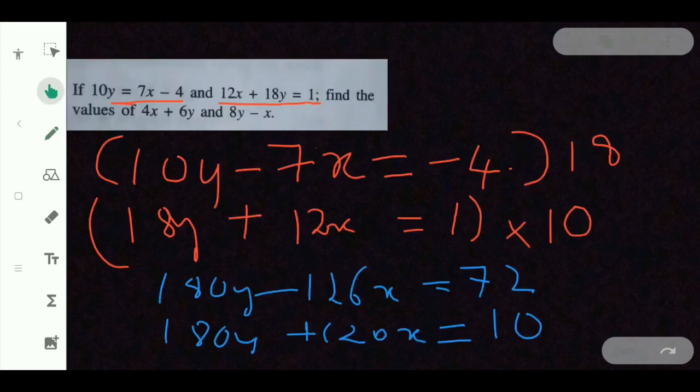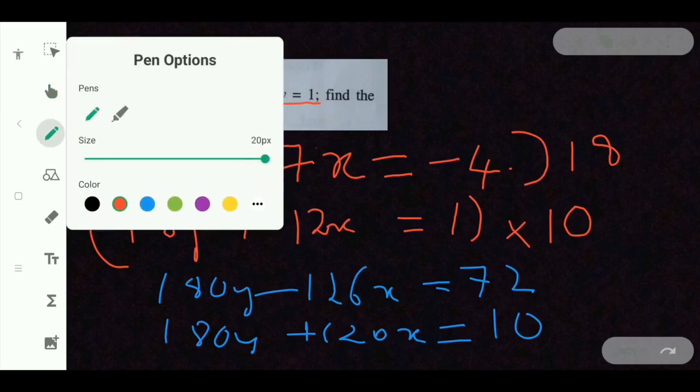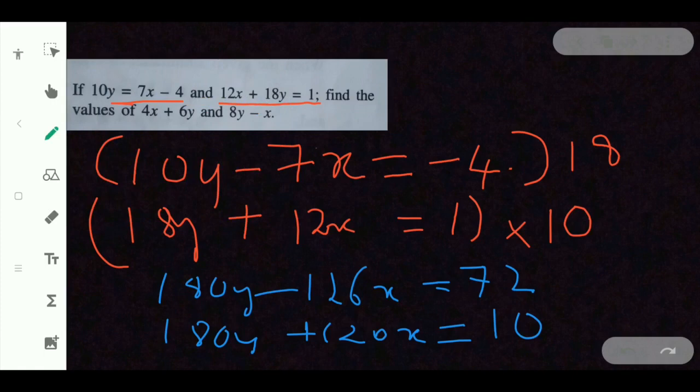So 180y and 180y, they both are in plus, so we should change the sign. That will become minus. So they both will be cancelled. So as we have changed one sign, we will be changing all the signs. That is, here plus 120x becomes minus and plus 10 becomes minus 10.